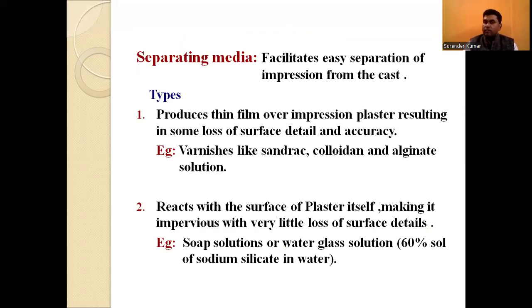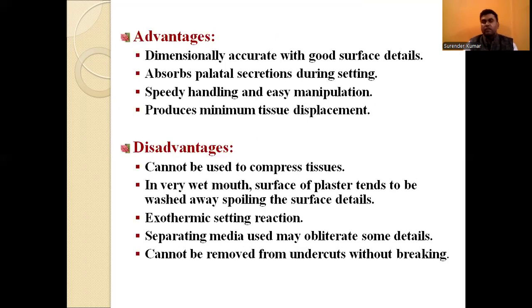A separating medium facilitates easy separation of the impression from the cast. The types of separating media are, number one, those that produce a thin film over the impression plaster, resulting in some loss of surface detail and accuracy. Examples are varnishes like Sandware, Cynodent and Eminent solutions. And there are other types as well, which react with the surface of the plaster itself, making it impervious with very little loss of surface detail. Examples are soap solution or water glass solution, which can also be recommended.